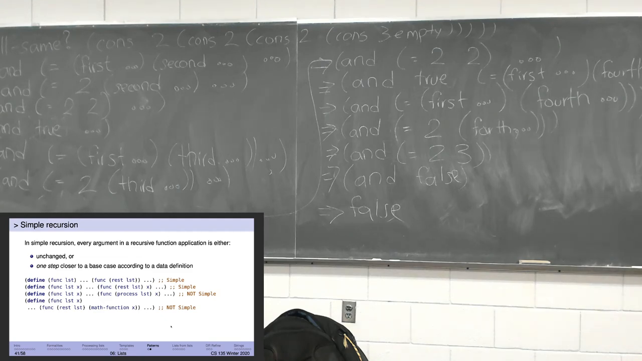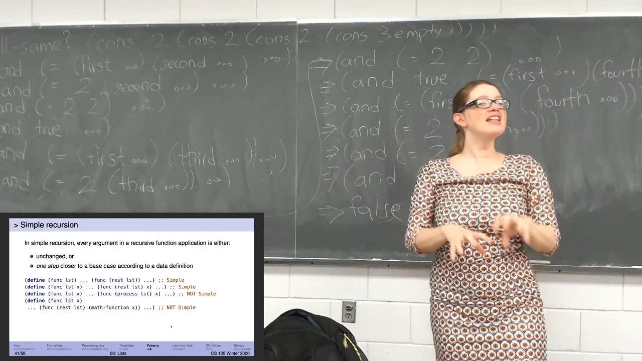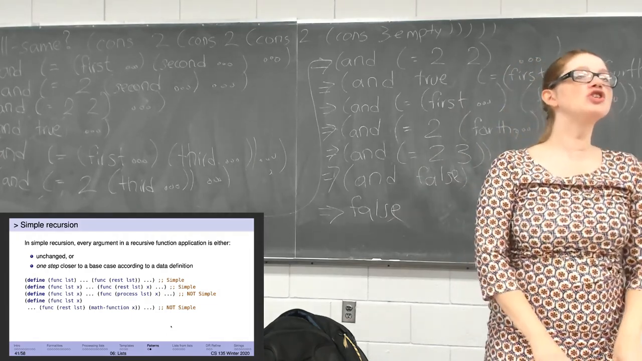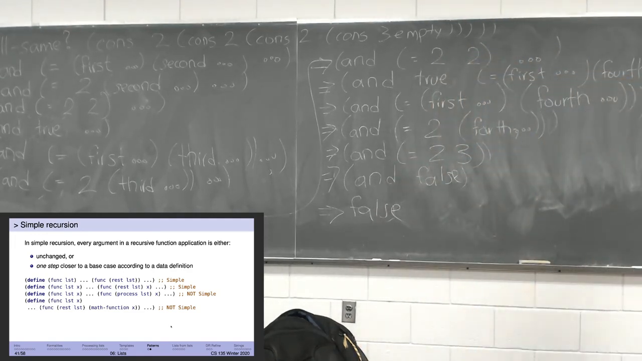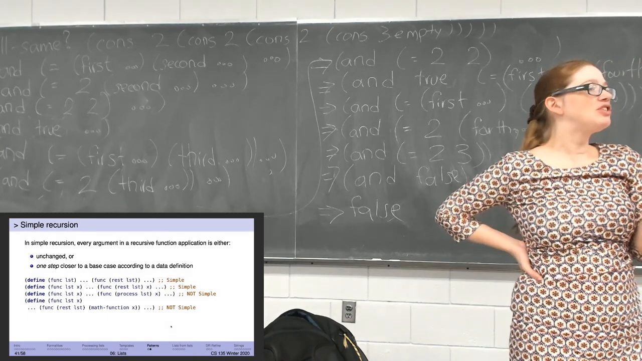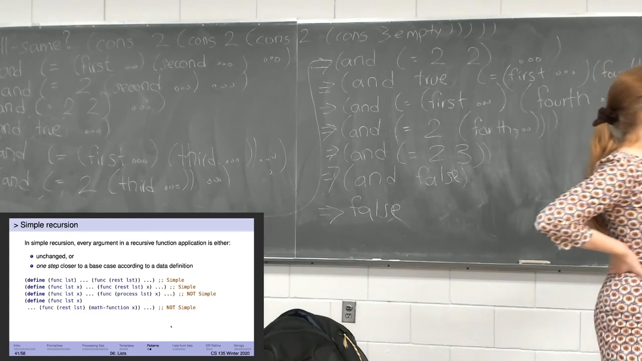Now, if instead of moving one step closer to empty, we move 2 steps towards empty, or 3 steps towards empty, or we did something else to our list, that's not simple recursion. Simple recursion is moving exactly one step closer to base and doing nothing else. So this is not simple, and neither is this. So technically speaking, when we're operating on our list, the list is moving one step closer to base. But we are also applying some mathematical function to our second variable, x. And believe it or not, that might impact when we reach that base case. So that is not simple either.